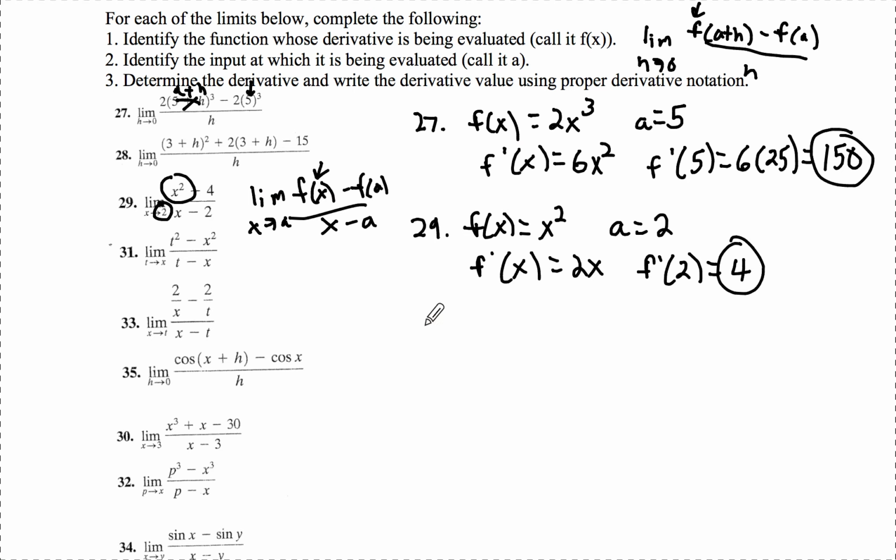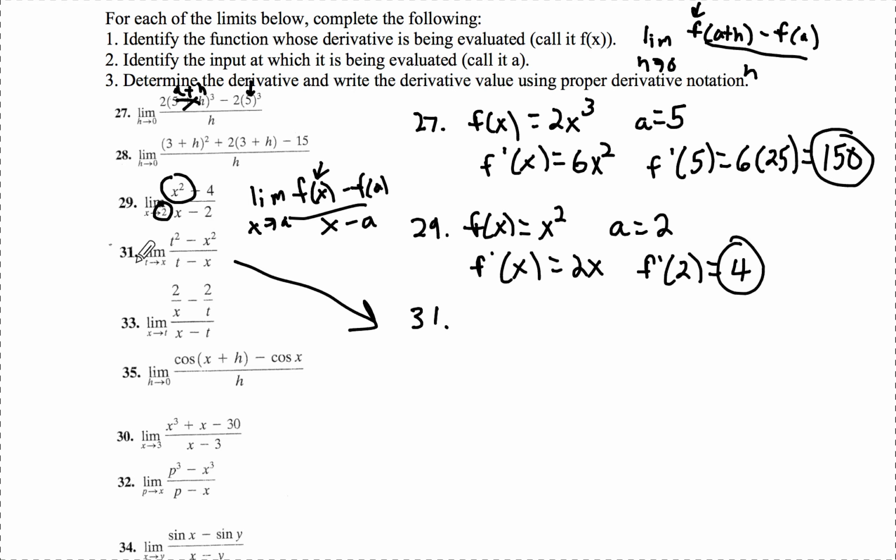Go ahead and do, which one would be good? Let's go ahead and do 31. Do 31 right now. Pause the video, do 31, and then come back and check your work. All right, here we go. 31.